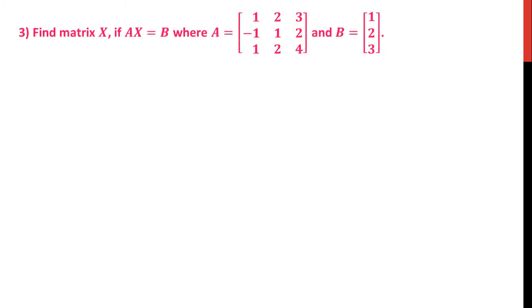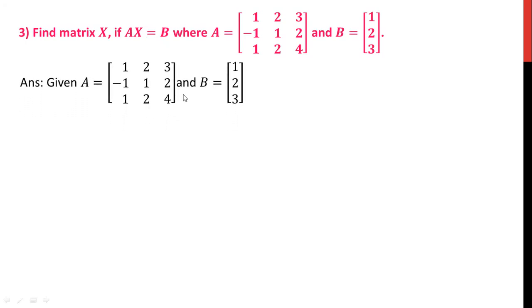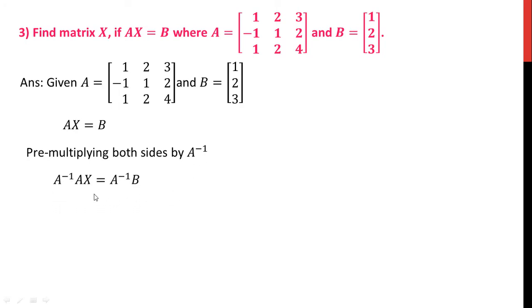Now the third question is of the same type. Just here the matrix A is of order 3 by 3, and this matrix B is of order 3 by 1. That is the only change, otherwise the procedure is the same. So let us see. First of all, write the given matrix A and matrix B. Again the same equation is given to you, Ax is equal to B. Modify this equation, so pre-multiplying both sides by A inverse, you will get A inverse into A into X is equal to A inverse into B.